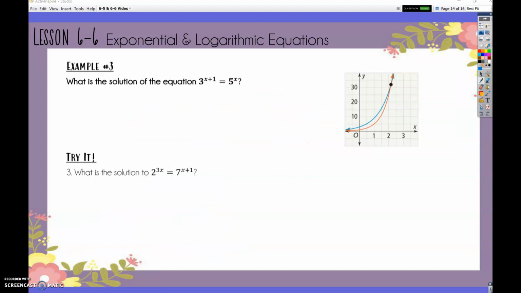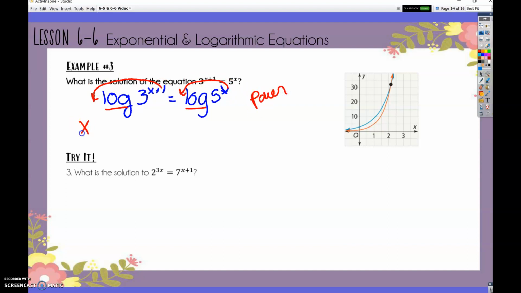Now, this example 3 I saved because we don't have the same bases. So I feel like the last two properties kind of went together. But if they don't have the same base, we're going to take the log of both sides. So if you log this side, this will bring your power out front. So if I have log of 3 to the x plus 1, and I have log of 5 to the x. Remember that power property when you have a log? What you do to one side, you do to the other. So we've logged both sides. But now, this power can come down by that power property.